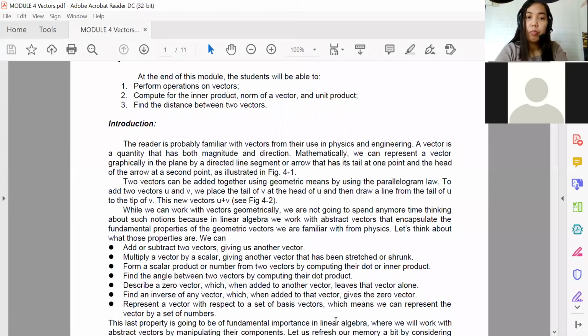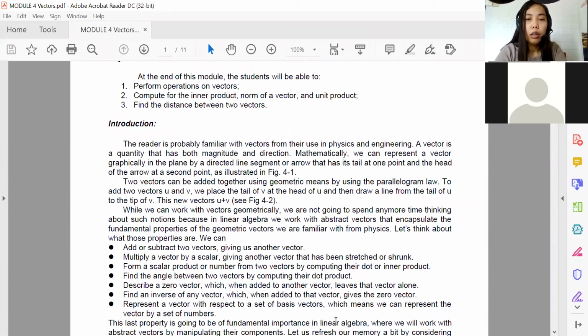Describe a zero vector. So it's almost the same. We have also zero matrices, right? And we also have zero vectors, which when added to another vector leaves the vector alone. So in properties of real numbers, it's like the zero property that when we add a number by zero, the answer is the number itself. So it's just the same in matrices. When we add a matrix by zero matrix, the answer is the matrix itself. So the same with vector. When we add a vector by a zero vector, the answer is the vector itself.